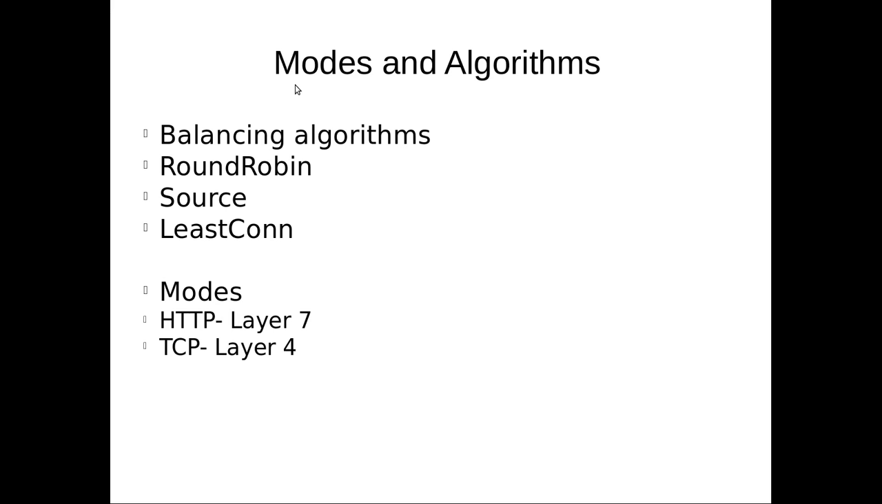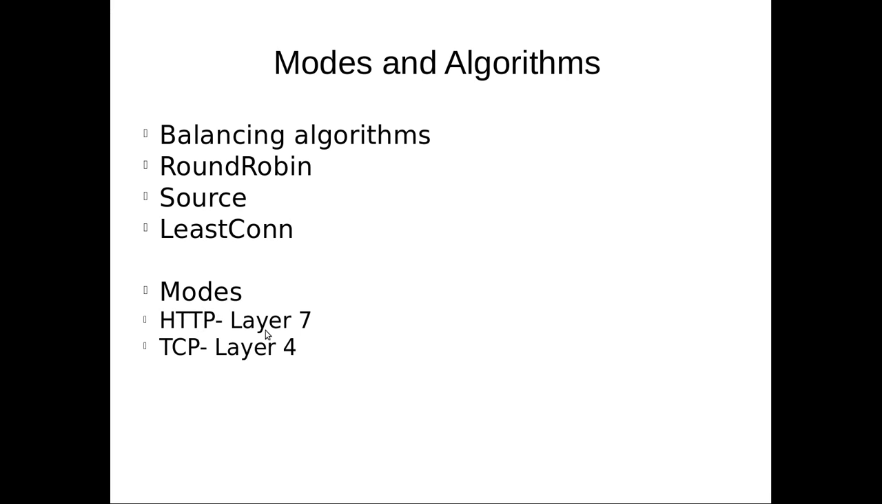HAProxy, as we talked about in the last video, has different balancing algorithms. Round robin, source, and least connection are the three most important ones. Round robin sends the requests in turn, one for each backend server. Source will redirect the request based on the source IP address. And least connection means the request will be sent to the server with the least number of connections. And for the modes, as we said, HAProxy works with HTTP and TCP modes.